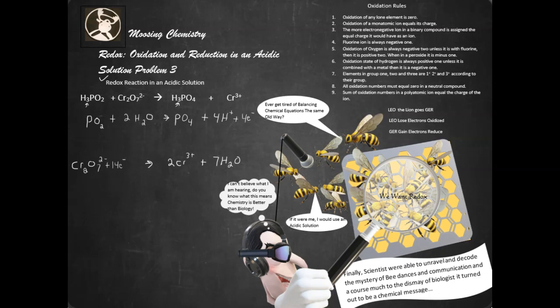I mean, not 14 electrons, 14 hydrogens. See, all this stuff is starting to blend together. It's starting to get a little bit more difficult. 14 hydrogens plus 6 electrons. Now notice that you have 6 electrons here and 4 electrons here.